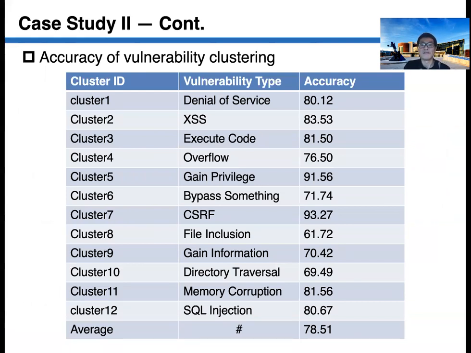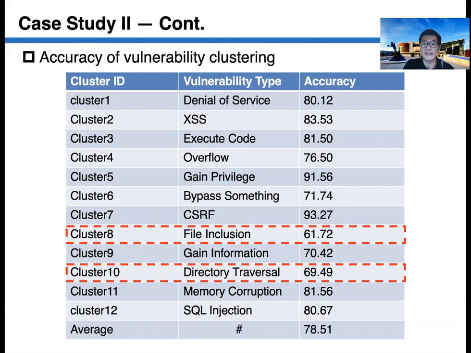To further validate the effectiveness of the intelligence computing model in vulnerability similarity analysis, we randomly select 100 vulnerabilities from each cluster to manually inspect the consistency of the vulnerability type in each cluster. Obviously, the clustering performance of cluster 8 and cluster 10 is remarkably worse than other clusters.